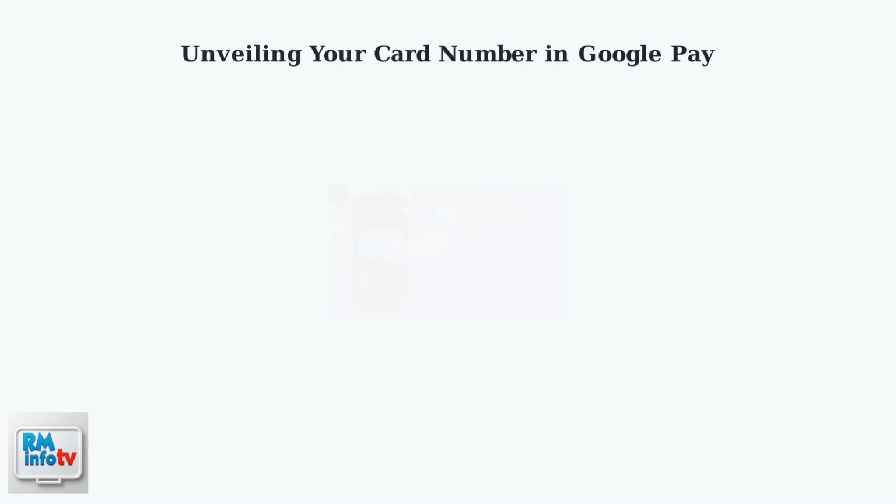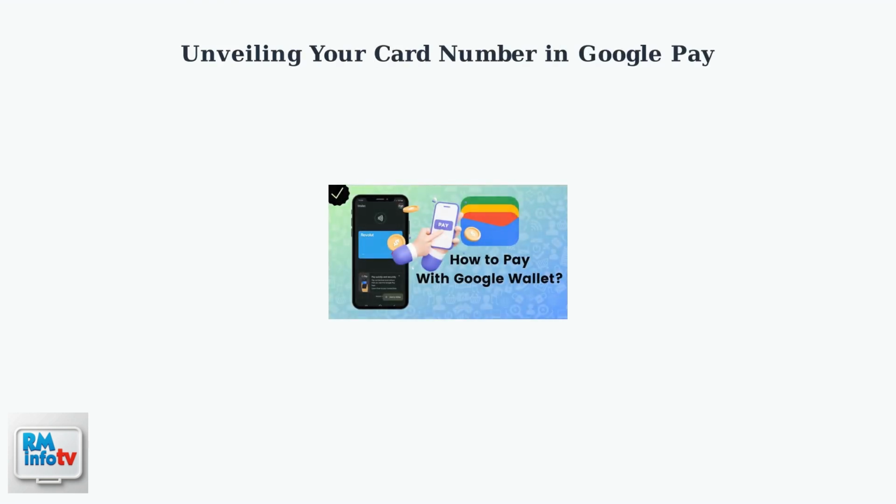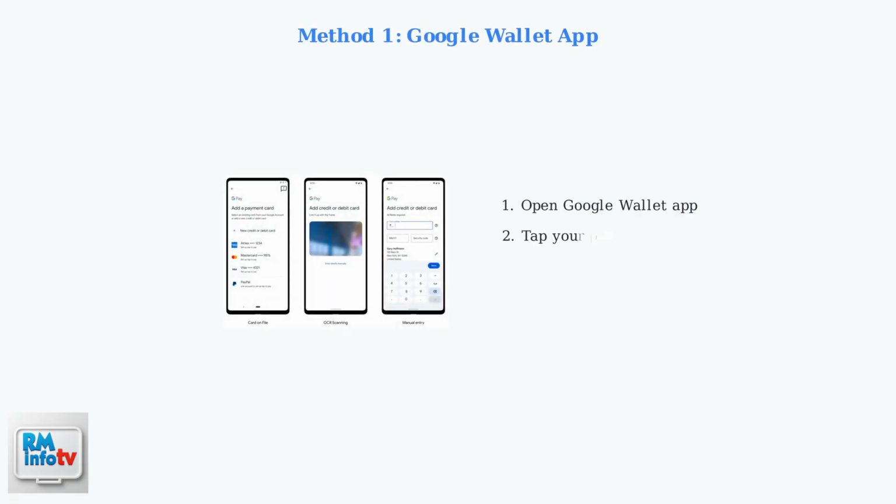Google Pay protects your actual card details by using virtual card numbers instead. These virtual numbers act as a secure layer between your real card information and merchants. The first method to find your virtual card number is through the Google Wallet app. Open the app, tap on your payment card, then tap Details, and finally tap Virtual Account Number.